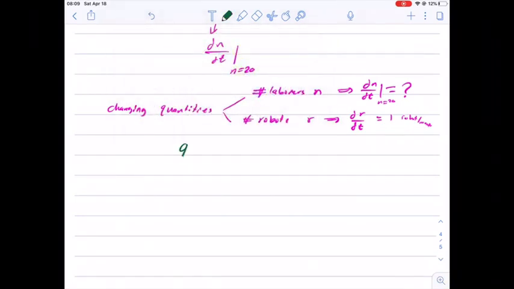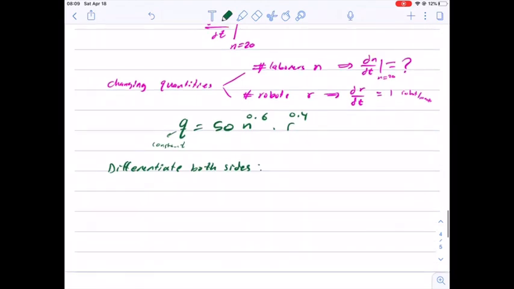Now we need to focus on the formula that's given. It's Q equals 50 n to the power 0.6 times r to the power 0.4. Now Q represents number of t-shirts. This is constant. Now we find the derivative with respect to time t. So differentiate both sides of this equation. What is the derivative of Q? It's 0 because Q is constant.